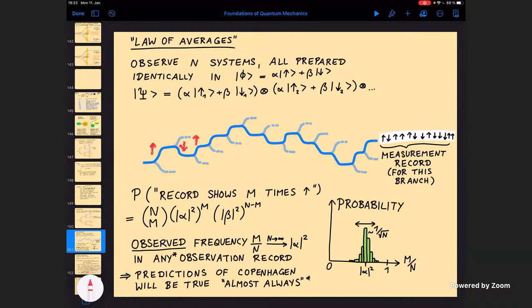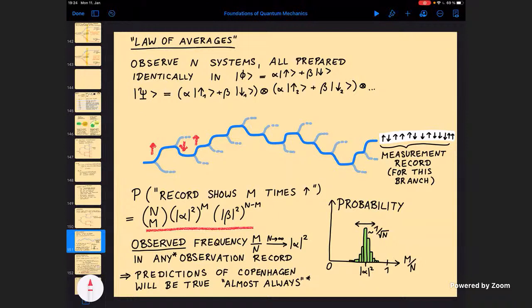But now let's ask, what's the probability to find such a record that shows exactly m times spin up? Well, since each of these spins was prepared independently, it's a product state, so when you do the math, it turns out to be like independent coin tosses. And so in the end, the Bernoulli probability applies. So this is the typical Bernoulli probability. If alpha squared was the success probability, what's the probability to get m times success?